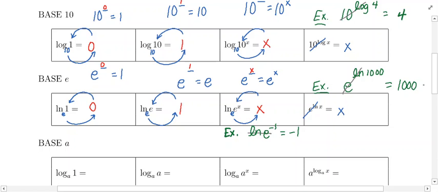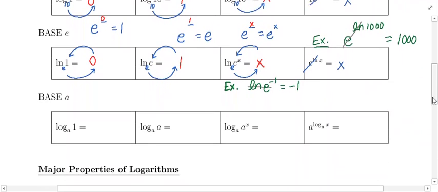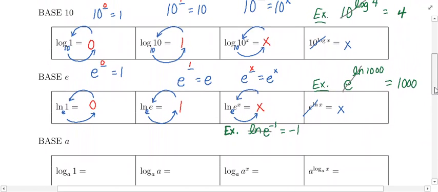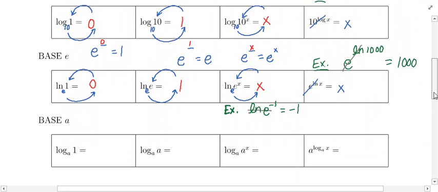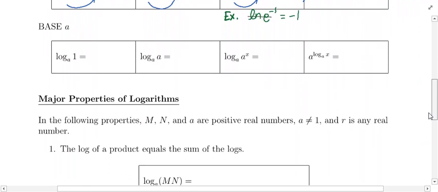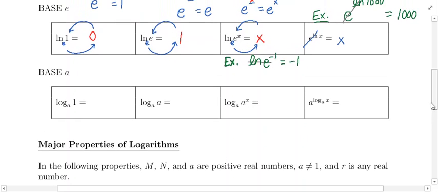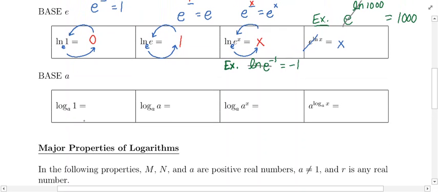Okay, all right, so we've done these properties for base 10, we've done them for base e. They apply in general, so they apply for base a. So I'll do another set. They're essentially the same, but I'll write them down for base a. Remember, any positive number other than 1 can be the base. So this a could be base 4, base 7, base 8, whatever.